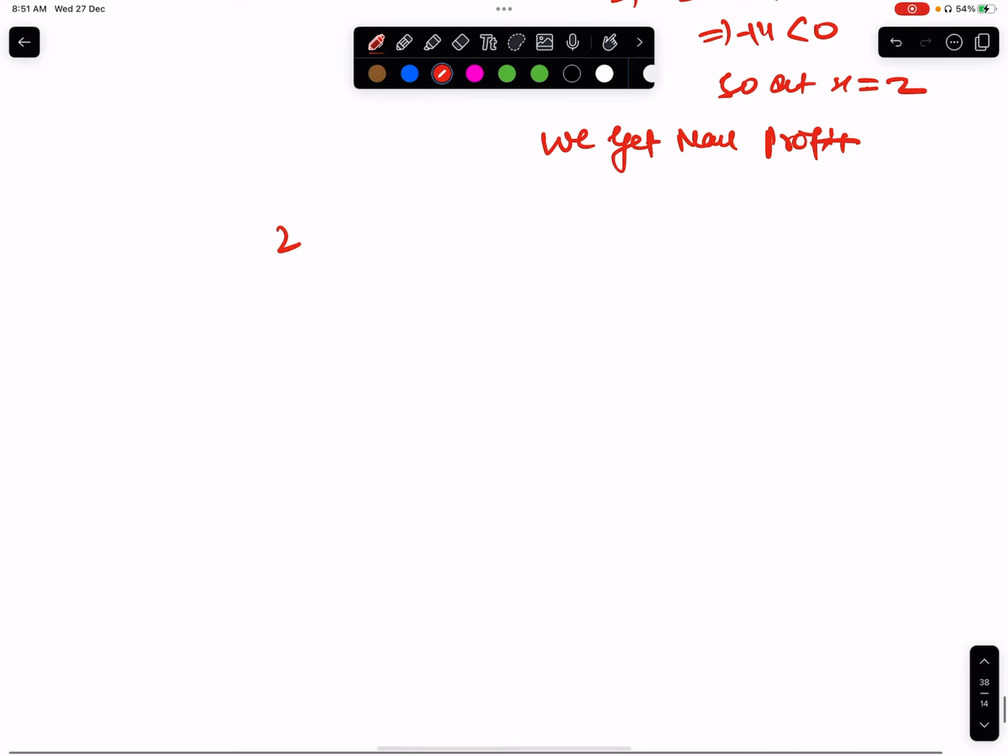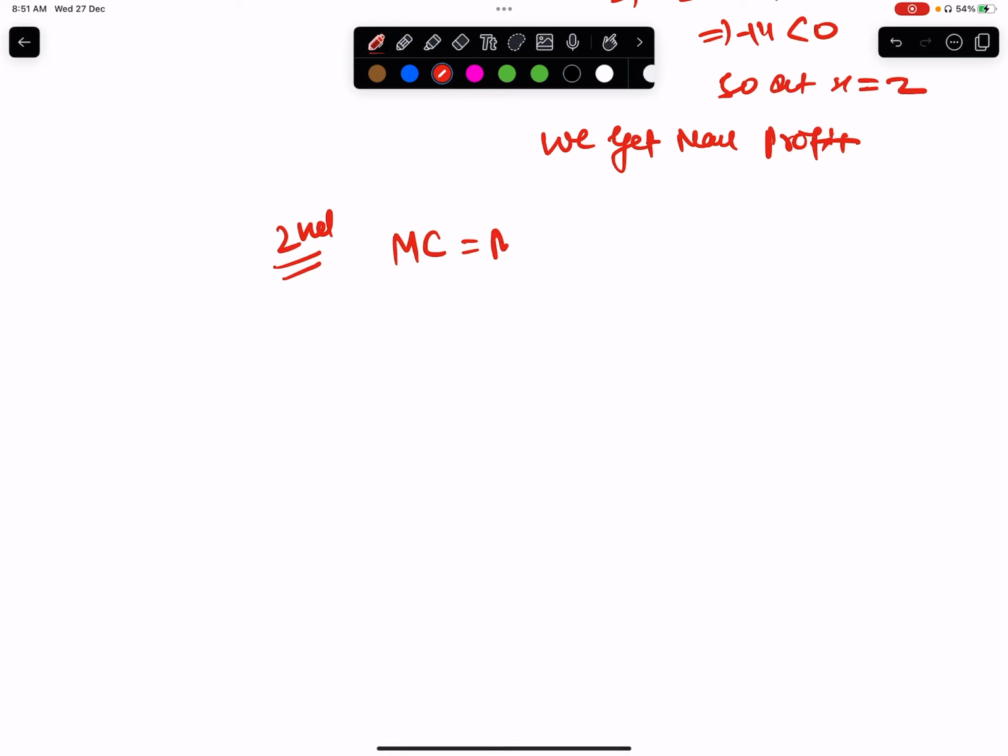Or the second process we can do is marginal cost equals marginal revenue. We know how to find the marginal revenue, d by dq of total revenue, and this is d by dq of total cost, and we will equate them to find the values of x. So this is the case of monopoly. We can solve this like this.